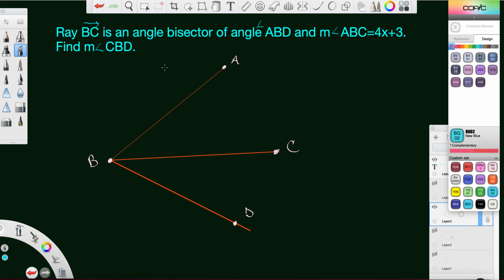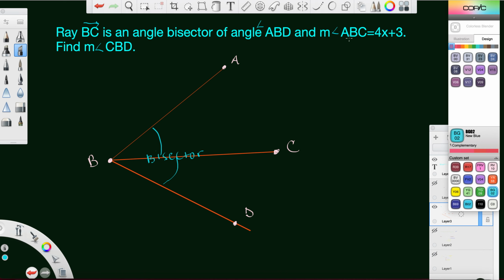All you have to do is take the information that you've been given. Ray BC is a bisector. What it means is that this angle and this angle are exactly the same. And I'm sorry it's not drawn to scale. I did the best I could with what I had.